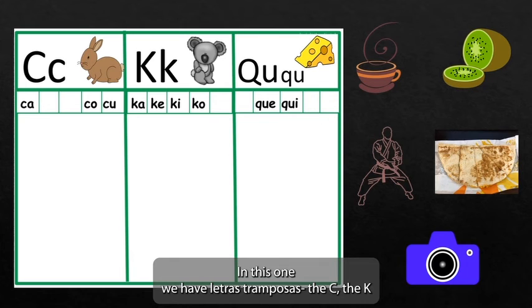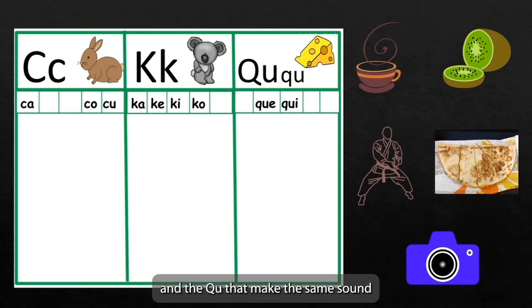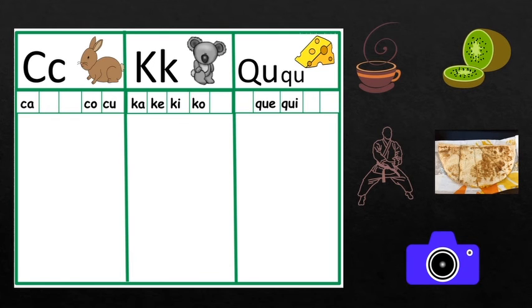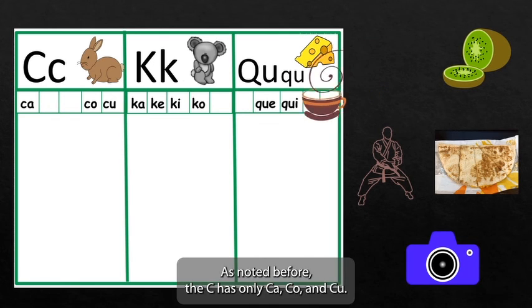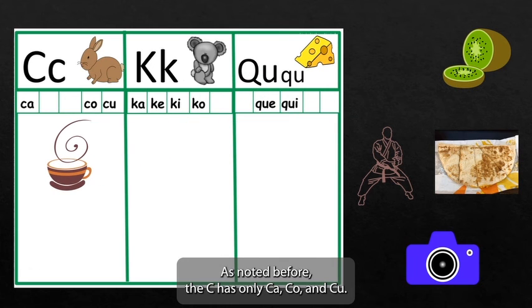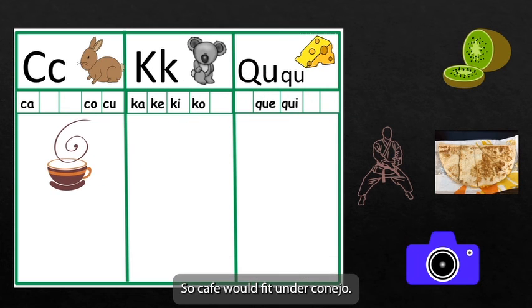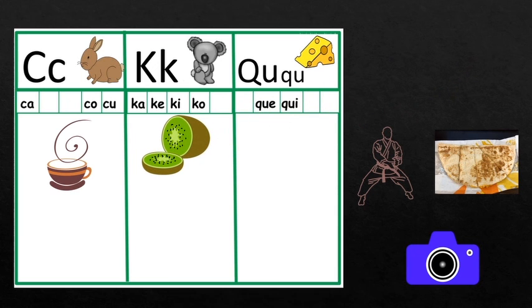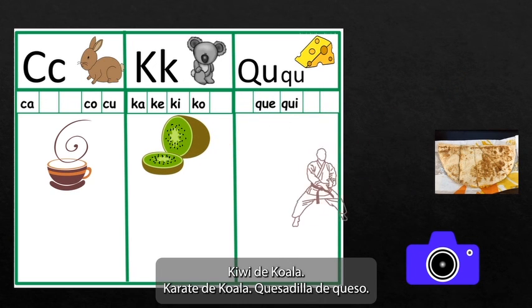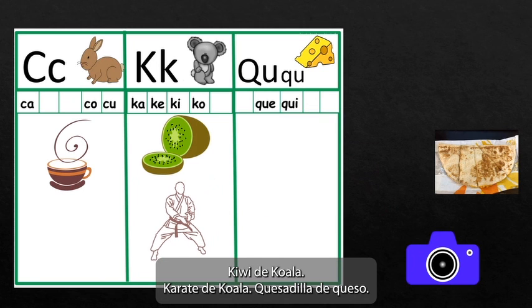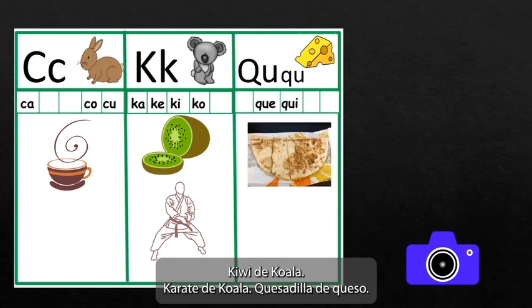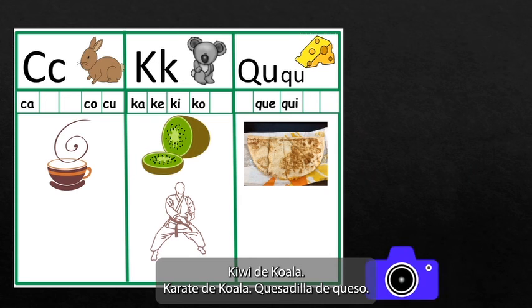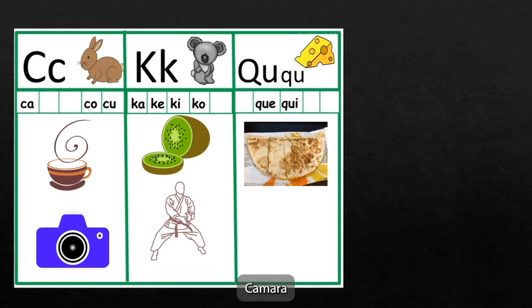In this one, we have letras tramposas, the C, the K, and the QU that make the same sound, K. As noted before, the C has only CA, CO, and CU. So café would fit under K de conejo. Kiwi, K de koala. Karate, K de koala. Quesadilla, K de queso. Cámara, K de conejo.